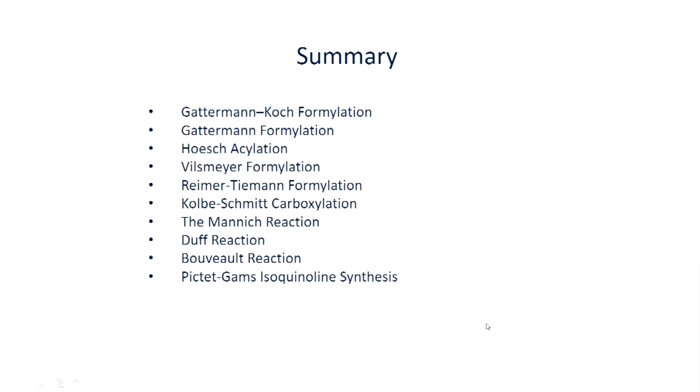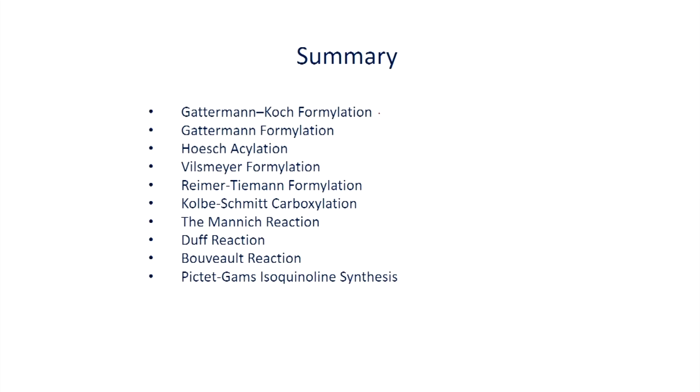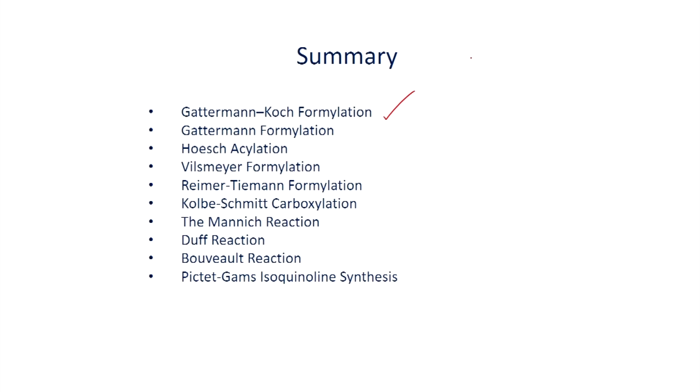In summary, in this class we have seen the formylation reactions. First we have seen the Gattermann-Koch formylation, where we have seen the use of carbon monoxide in the presence of hydrochloric acid and aluminum chloride, where you have the acylium cation as the electrophile, which undergoes addition followed by elimination reaction. In this way you can convert an aromatic system into the corresponding aldehyde.